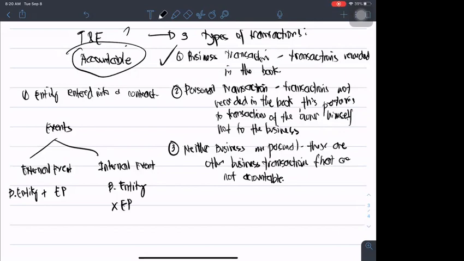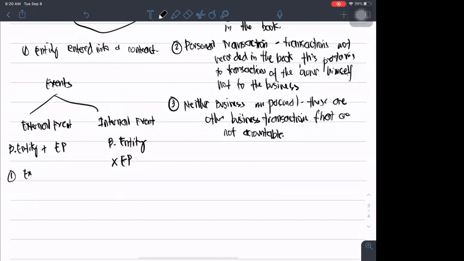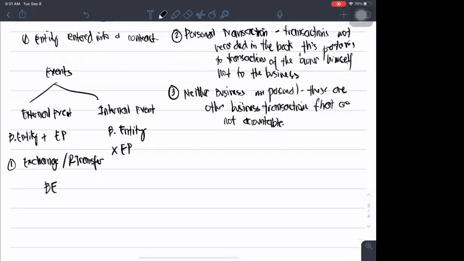So what are your external events? The first external event is your exchange or reciprocal transfer. What is this exchange or reciprocal transfer? There will be an exchange between the business entity and the external party. So for example, ito si business entity, ito si external party. Tapos sabi ni business entity, magbebenta ko sa'yo ng isang cellphone. So I will sell one cell phone. In return, you will pay me 20,000 pesos. Okay, so there is an exchange.